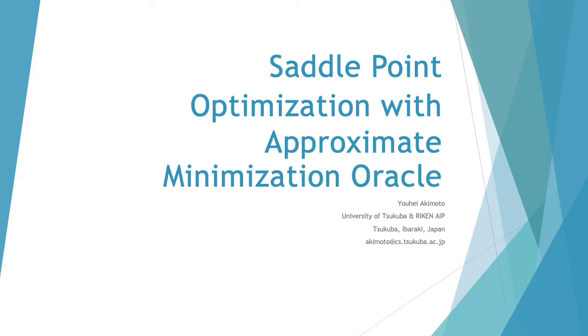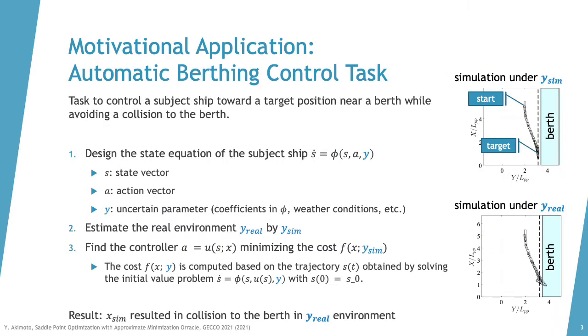I'm going to talk about saddle point optimization with Approximate Minimization Oracle. Let me introduce our motivational application first, which is automatic berthing control tasks. An automatic berthing control task is a task to control a subject ship toward a target position near a berth while avoiding a collision to the berth.